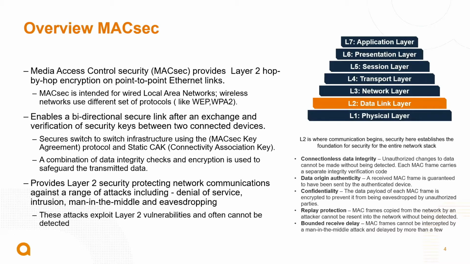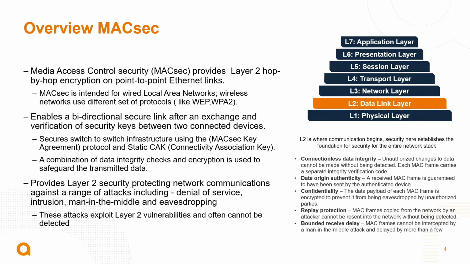These security keys come in the form of a static connectivity association key, and they're leveraged using the MACsec key agreement protocol. Of course, these types of MACsec encryption solutions help protect networks from a wide range of attacks, including denial of service, intrusion, man-in-the-middle and eavesdropping attacks. Those are the types of attacks that really exploit layer 2 vulnerabilities.